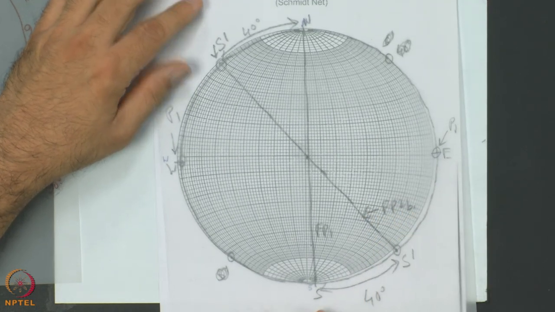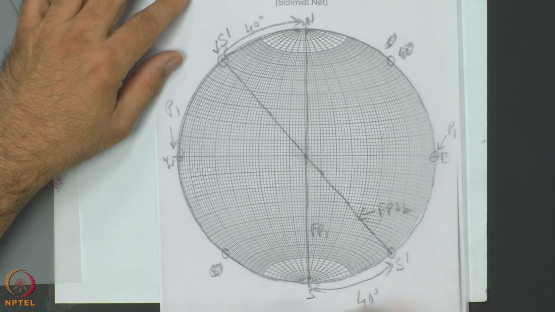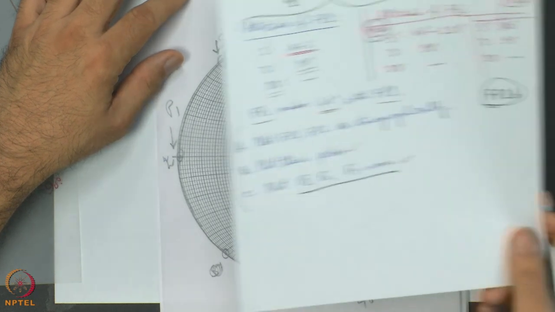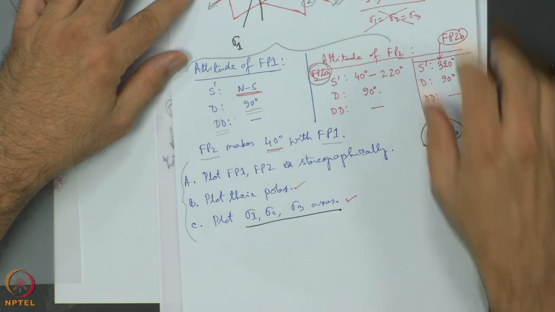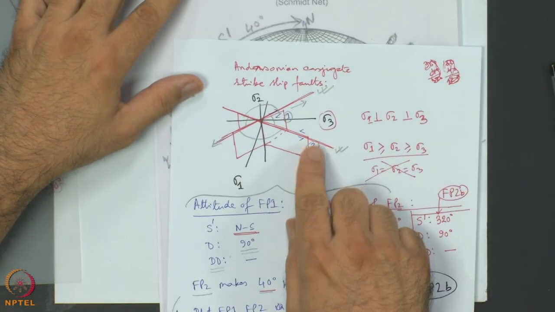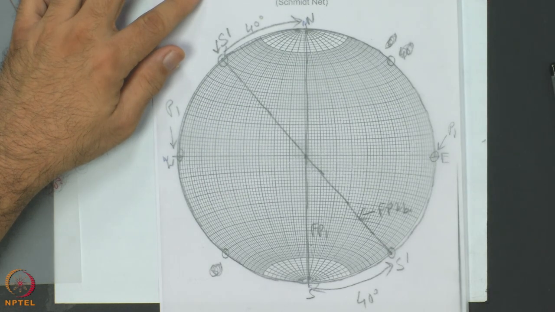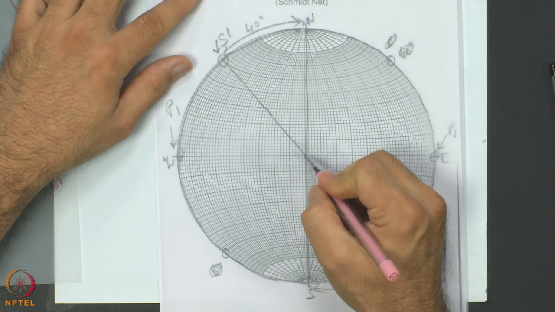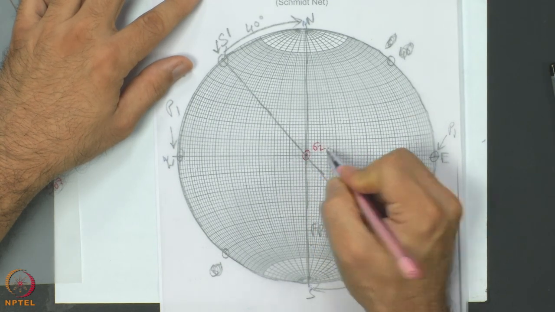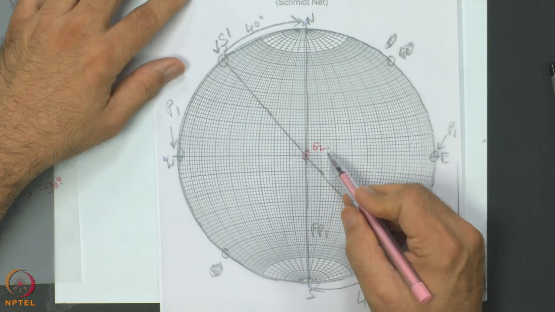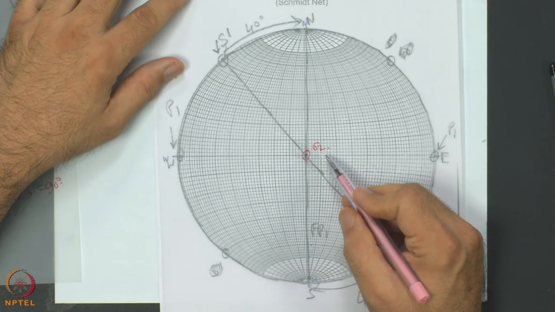What I have drawn now is FP2B. Now, what are the orientations of the principal stress axis? Let's come straightaway into it. Again, recollect the diagram. Sigma 2 is a vertical axis, and we know that the vertical axis is plotted at the center of the stereo net. So, here it is sigma 2. This is same as our previous case of dealing with FP1 and FP2A.